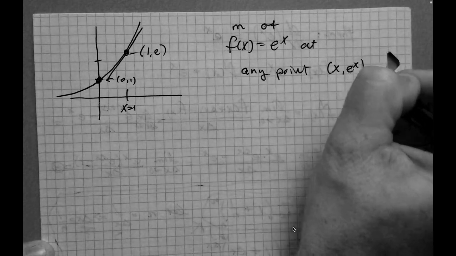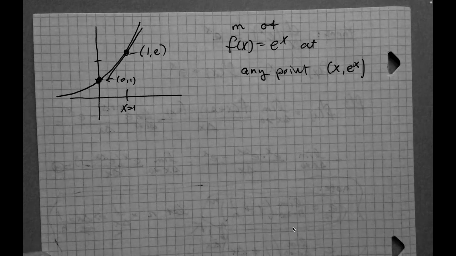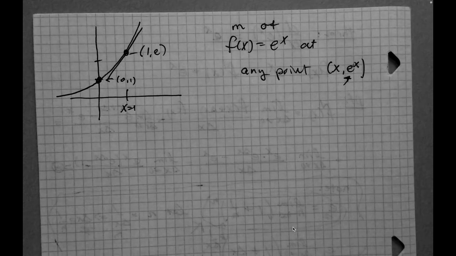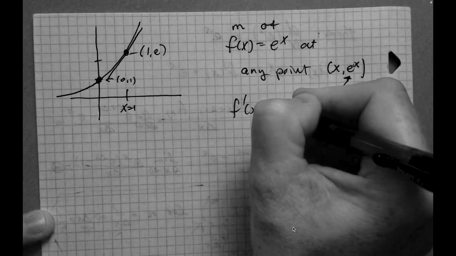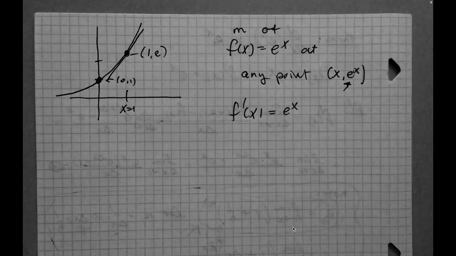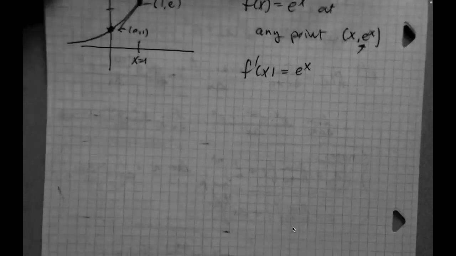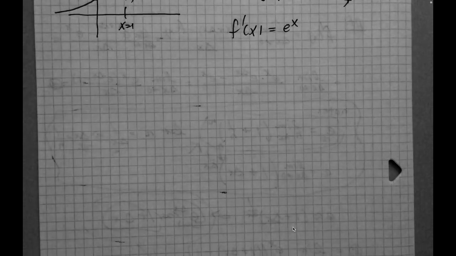x comma e to the x, the slope is always equal to whatever the y coordinate is. So the slope is equal to whatever e to the x happens to be, and that's because f prime of x is itself e to the x. So it's a remarkable thing about the natural exponential function. Good. So hopefully that was helpful. I know that proof can be a little sticky, but hopefully that was valuable.